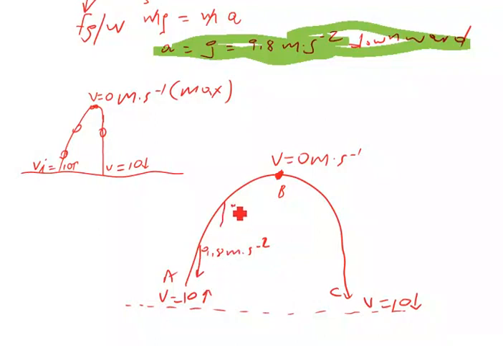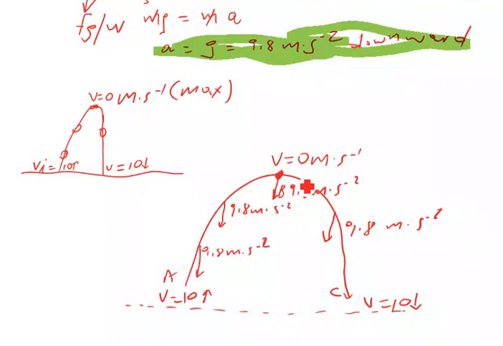Even here the acceleration is 9.8 meters per square second and is downwards. Even here, when the velocity is 0, the acceleration is still 9.8 meters per square second downwards. Because we say it is constant, even here, up until it is not moving, the acceleration is still 9.8 meters per square second downwards.